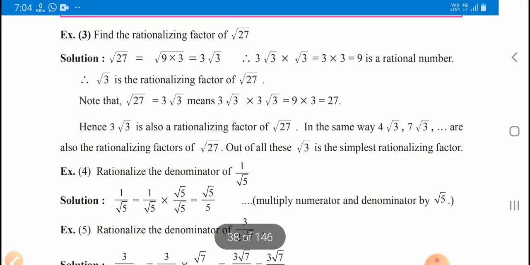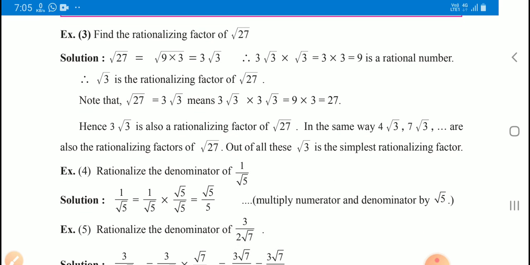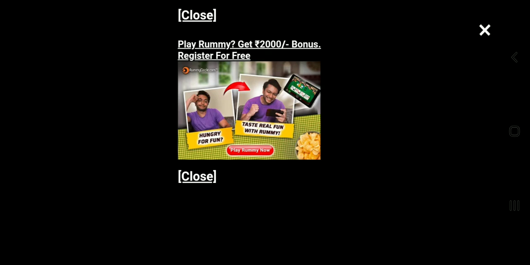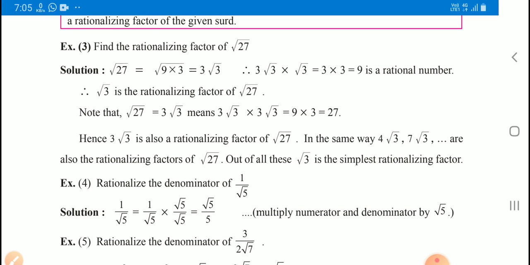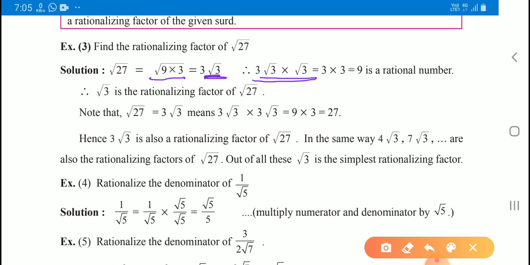Find the rationalizing factor of root 27. Now you know that root 27, is this a perfect square? It is not a perfect square, but we can factorize it into the factors 9 and 3. Then here they have written root 9 into 3 means 3 root 3. If you see 3 root 3, we will multiply it by root 3. Then which answer will you get? 9. 9 is a rational number. Therefore here root 3 is the rationalizing factor of root 27.